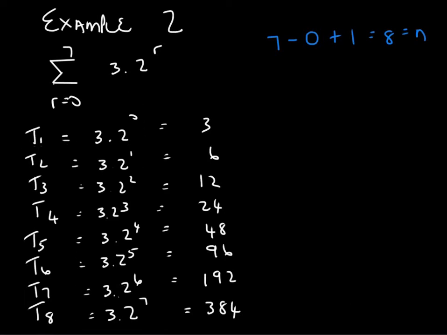So we're going to substitute. The first number that we substitute is 0, and the last one we substitute is 7. And that gives us a first term of 3 and a last term of 384.